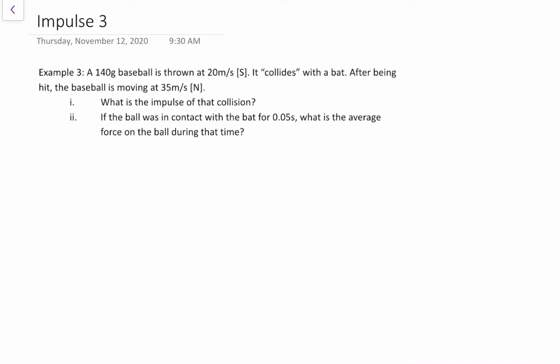Impulse is used when studying collisions in sports, as well as collisions with vehicles and passengers in vehicles. For this one, to practice the vector nature, let's say we've got a baseball.